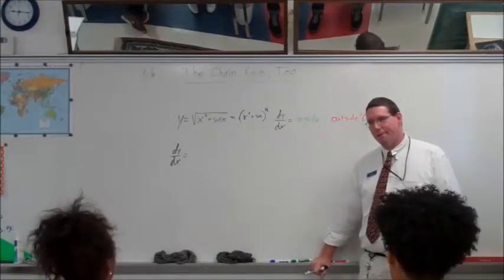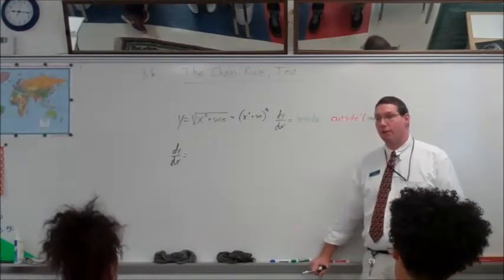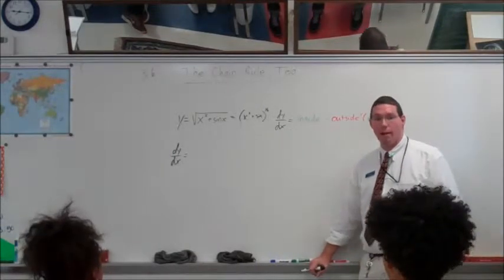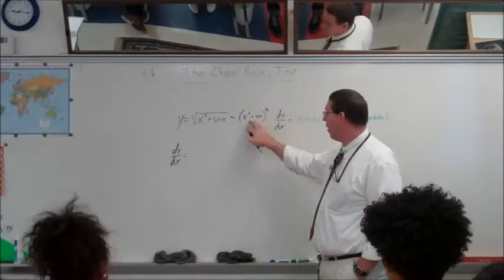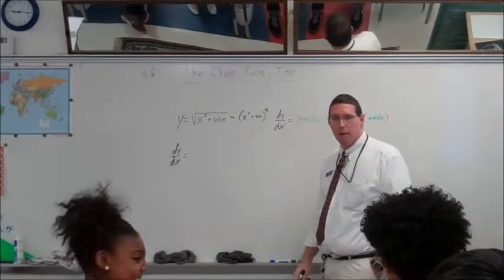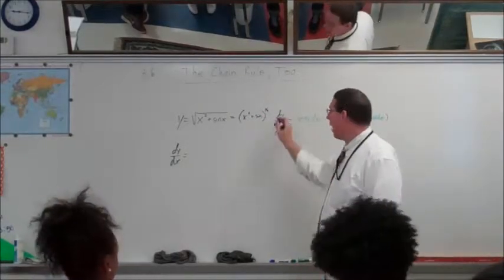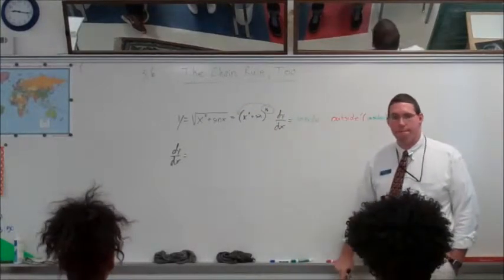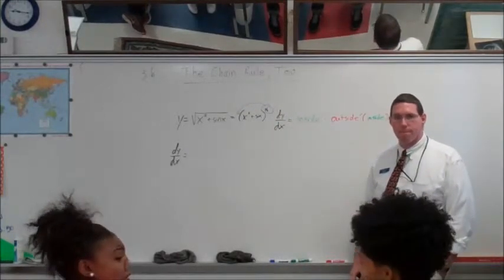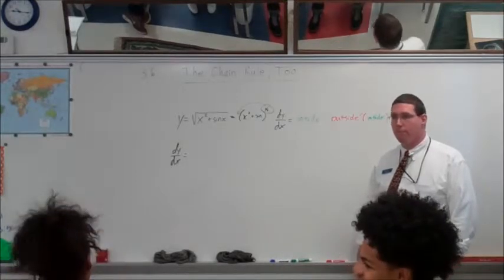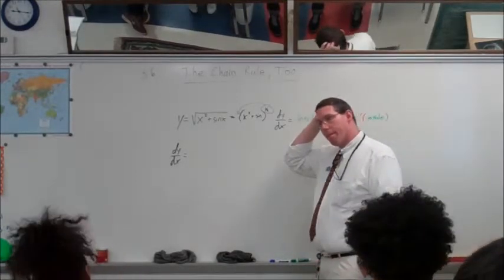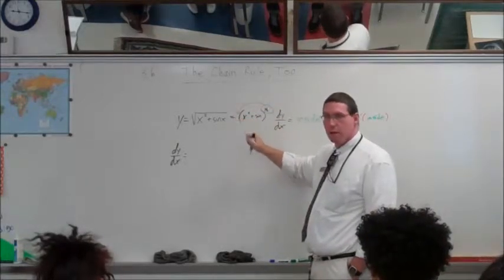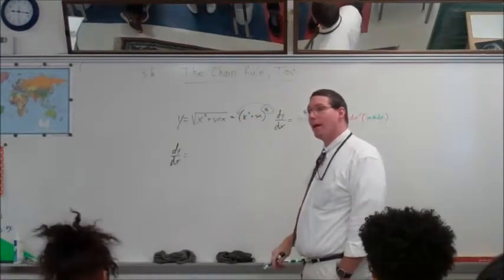It doesn't turn into a fraction. It will turn into a fraction. It doesn't look like there is an outside. There is an outside. It's something to the 1/2 power. So the outside goes like this. You take the exponent and multiply it by the coefficient.